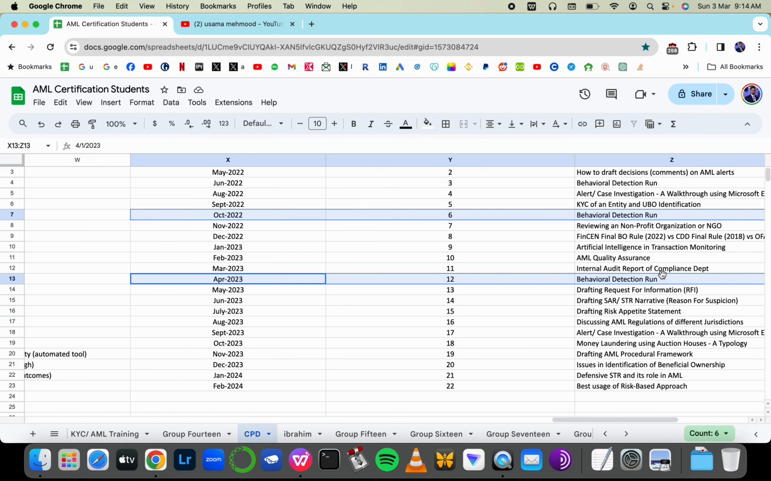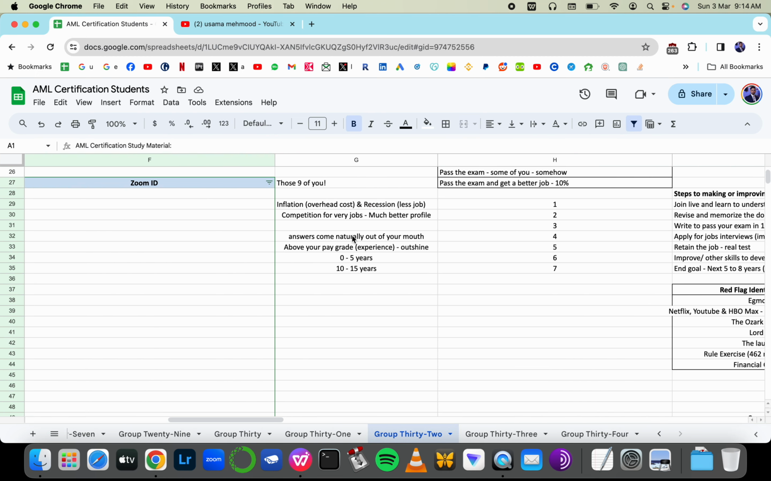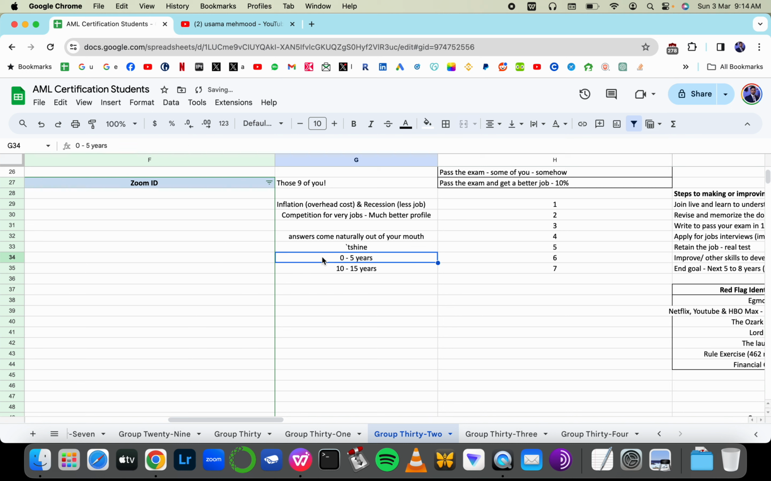You attend it so that when you write your examination for your AML certification, there is only one way for you to compete with so many applicants applying for the same job, and that is when you are able to answer their difficult questions in a technical way which is above your pay grade. Let's suppose you have zero experience in anti-money laundering, but your performance during the AML interview was like that of a person with 5 years of experience.